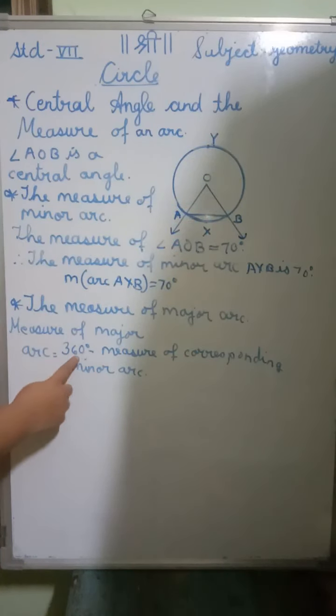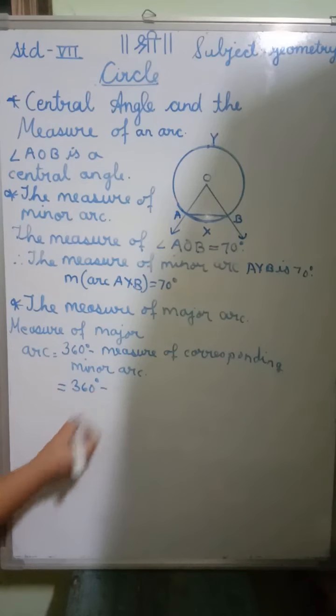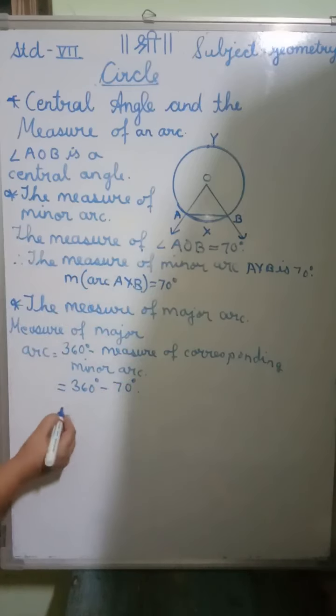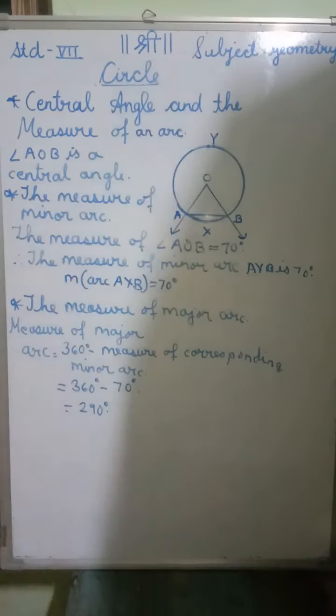So they both are corresponding arcs. So I have written here: 360 degrees minus the measure of the corresponding minor arc is equal to 360 degrees minus, what is the minor arc's measurement? 70 degrees. So 360 degrees minus 70 degrees will give us 290 degrees. So the major arc's measurement will be 290 degrees. Now just add 290 and 70. Are you getting 360? Then are you getting the complete circle's measurement? So in this way, because of the central angle, we are able to find the measure of the minor and major arc.